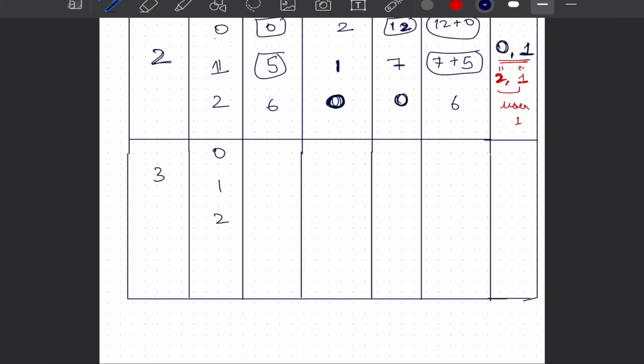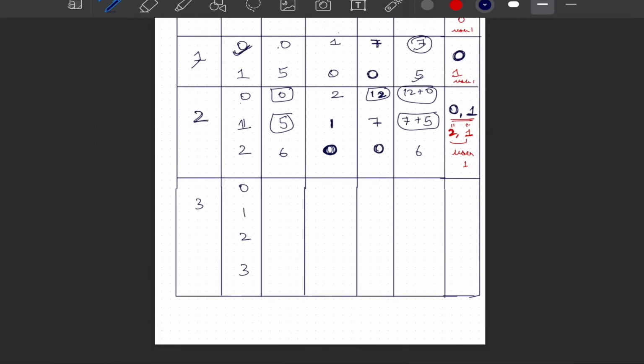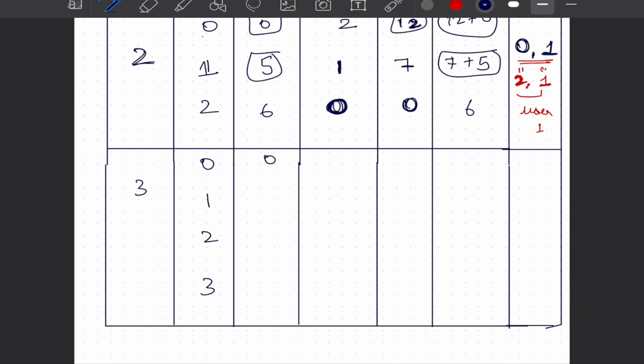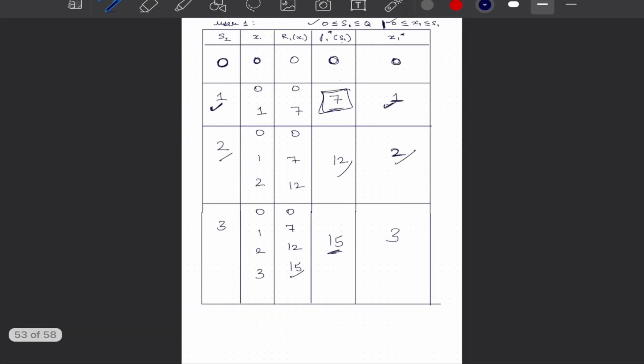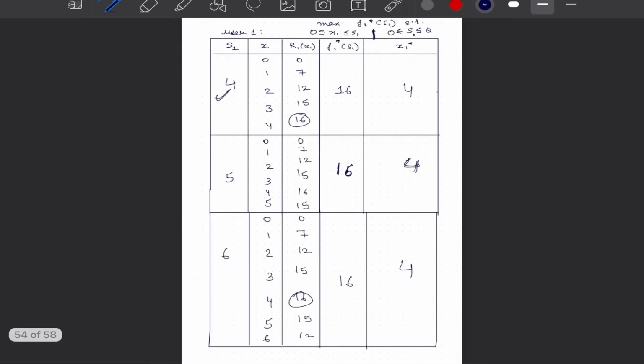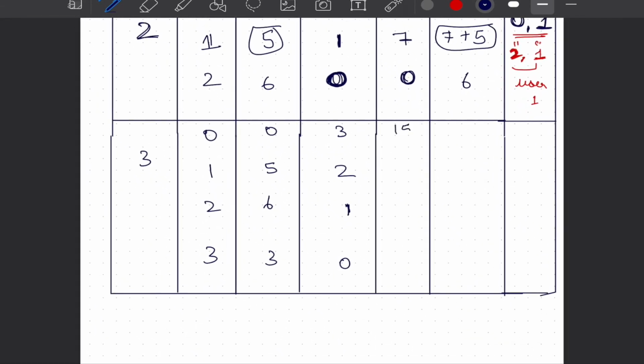Whatever I am writing in red is user 1, and whatever is written in blue is definitely X2. Here I am going to write 1 unit to user 1 and 0 unit to user 1. So this is also an optimal solution up to that point. Now if I go to Z3, 0, 1, 2, 3 become the points, and the returns are going to be 0, 5, 6, 3. If 3 units of water are available, 0 is allocated, and 3, 2, 1, 0 are available as possible values of states here.